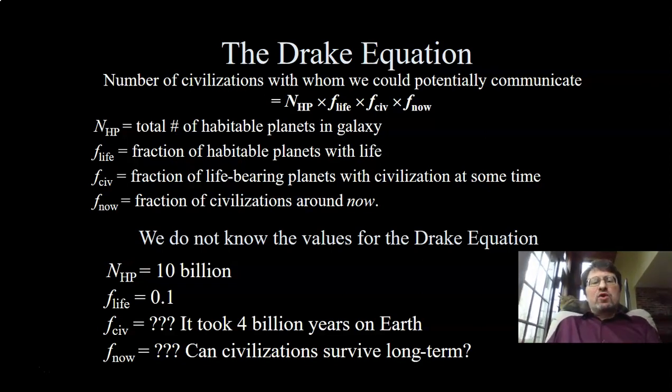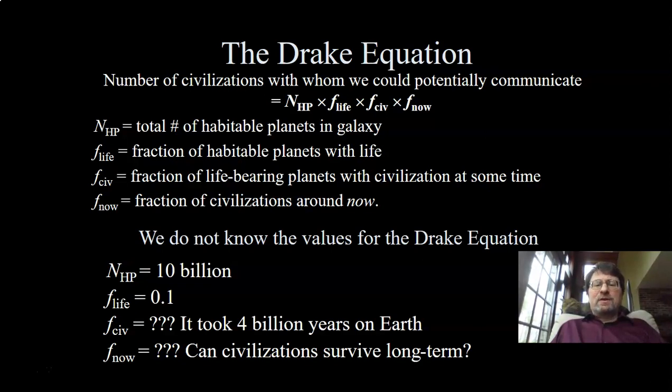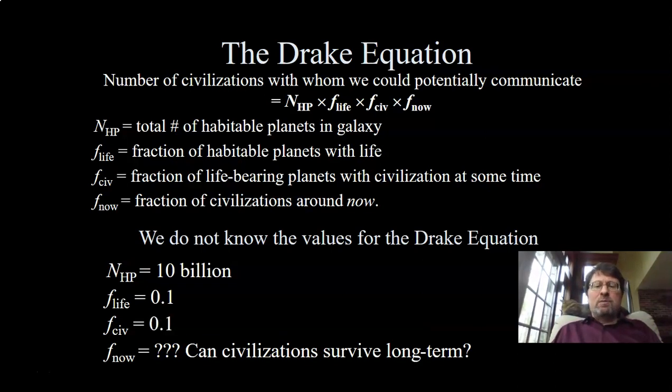What fraction of those planets that have life ultimately develop a civilization? Well, it took 4 billion years for that to spring up on Earth. Even though life came quickly, it took a long time before intelligent life like the humans came to be. And so it's not clear whether or not that's going to be the case everywhere. And so, again, we don't know if this number is closer to 0 or 1, but we'll go with a tenth for now.